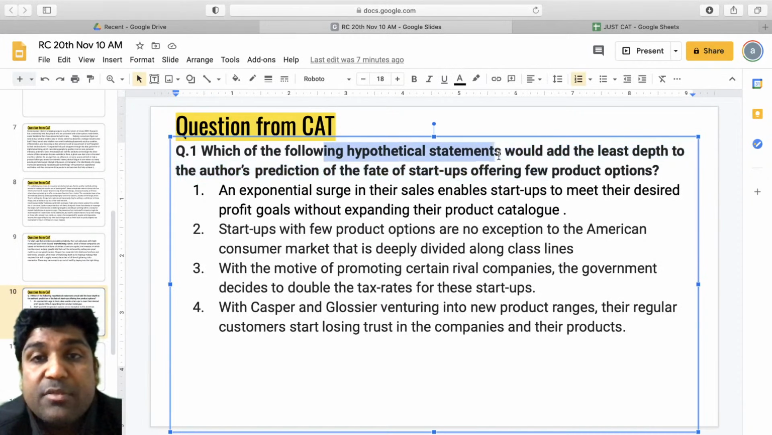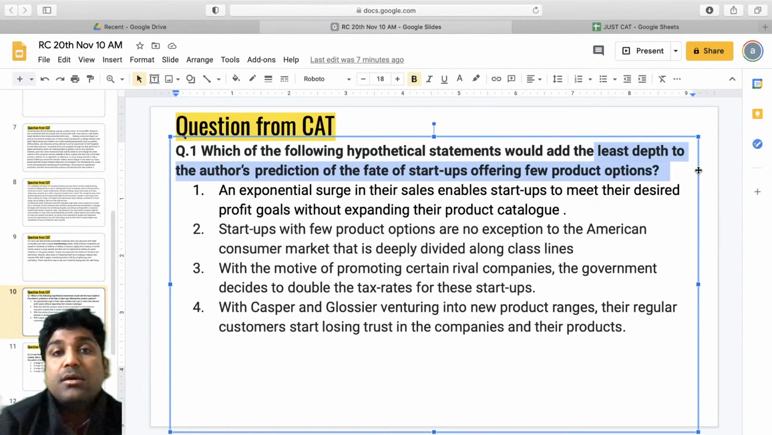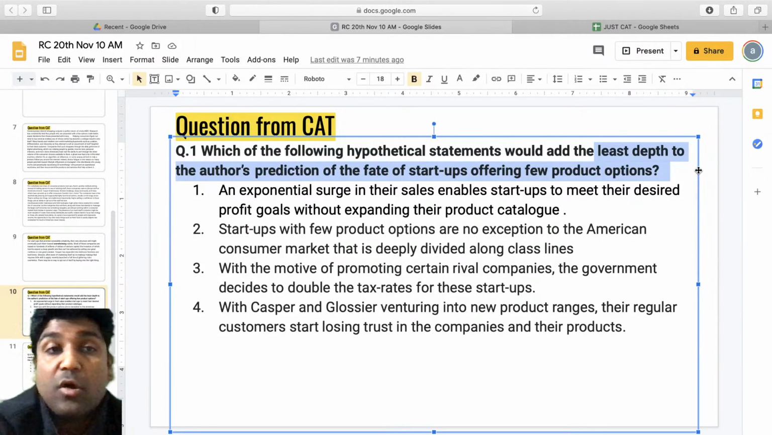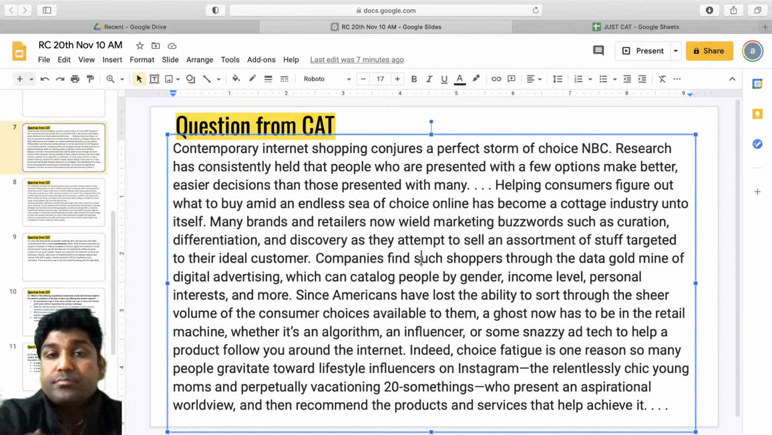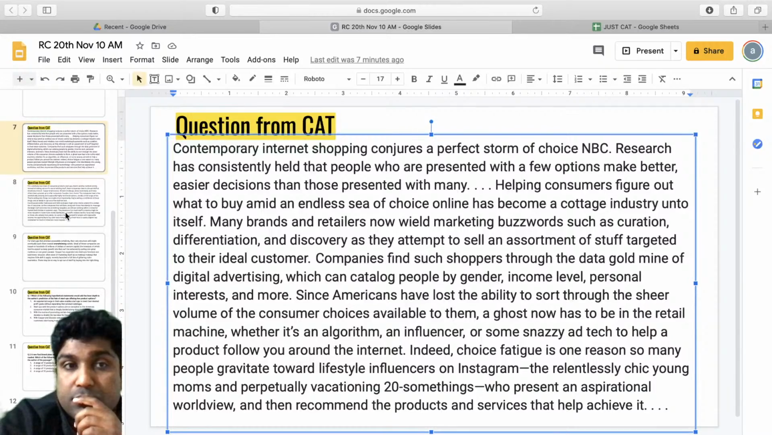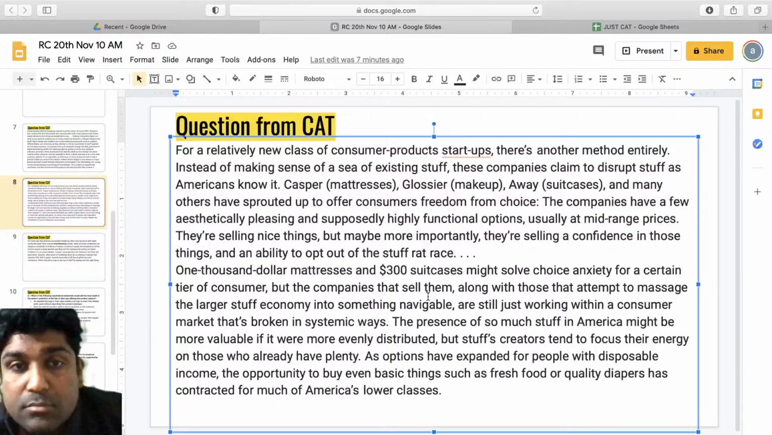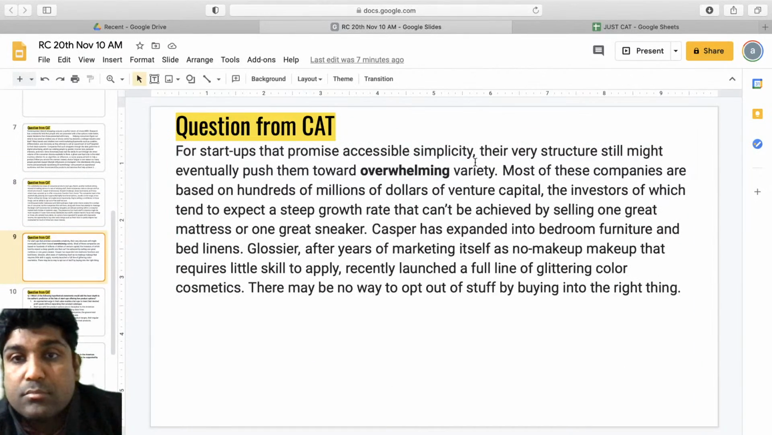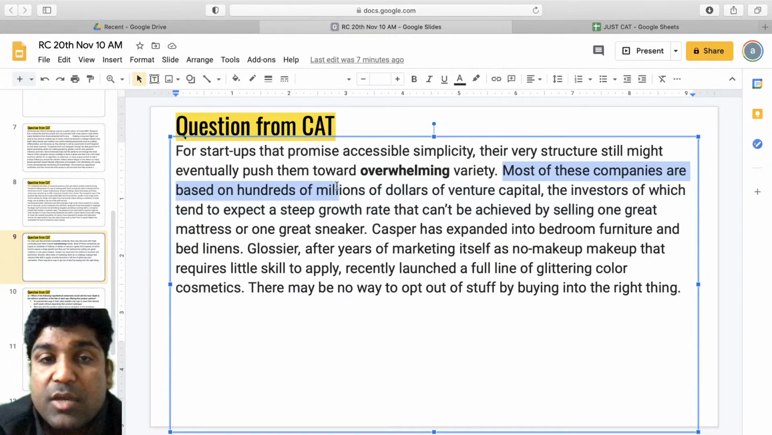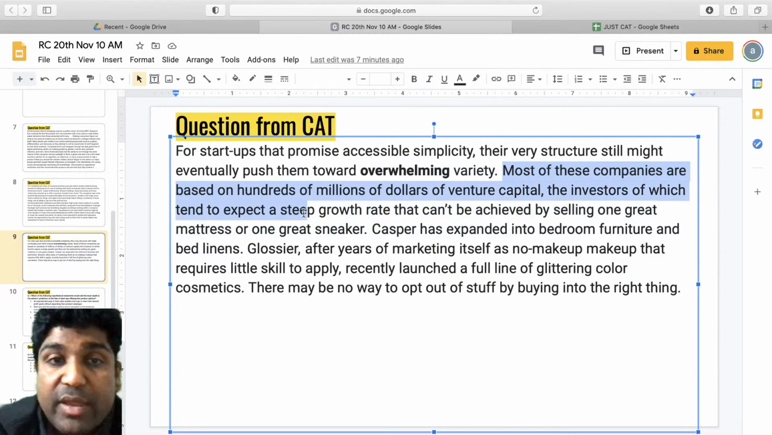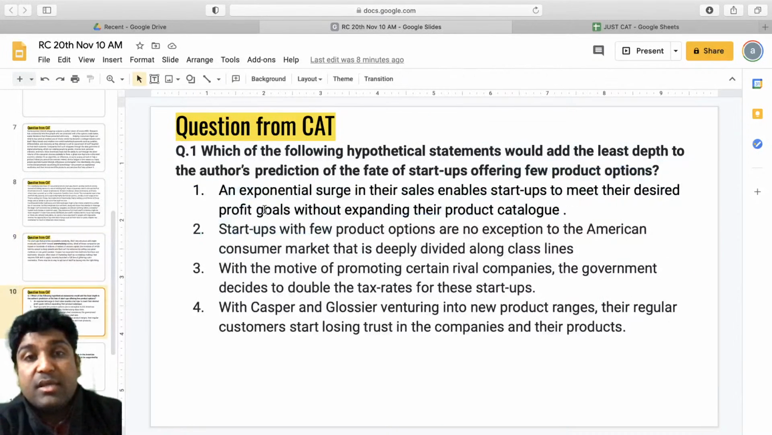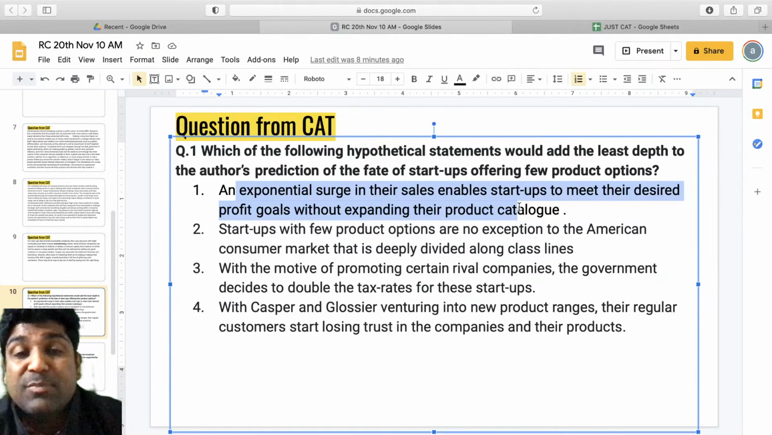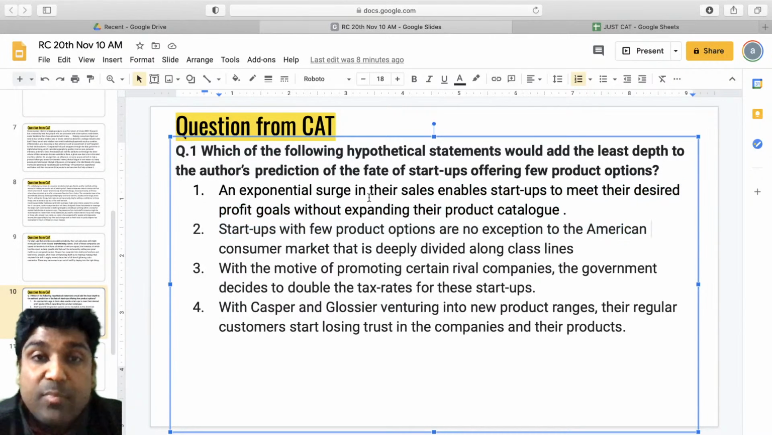Which of the following hypothetical statements would add least depth to the author's prediction of the fate of startups by offering few product options? So the author has said here, if you remember, that most of these companies are based on hundreds of dollars of venture capital, the investors of which tend to expect a steep growth rate that can't be achieved by selling one mattress or one sneaker. So what is the thing that an exponential surge in their sales enables startups to meet the desired profits without expanding their product catalog?